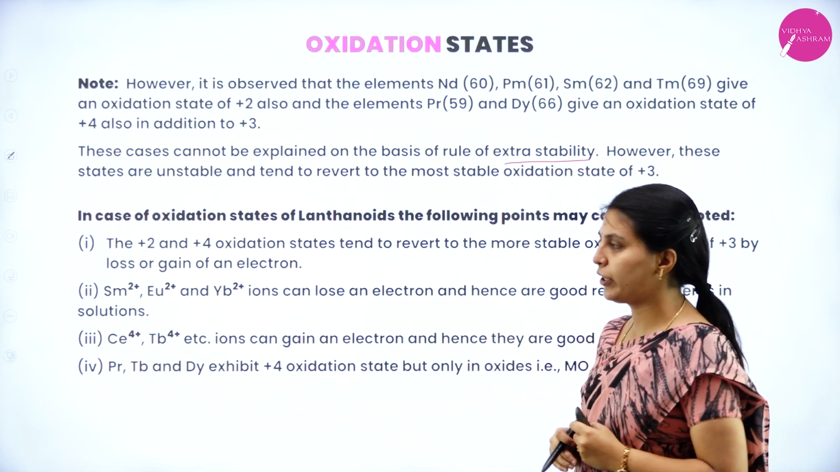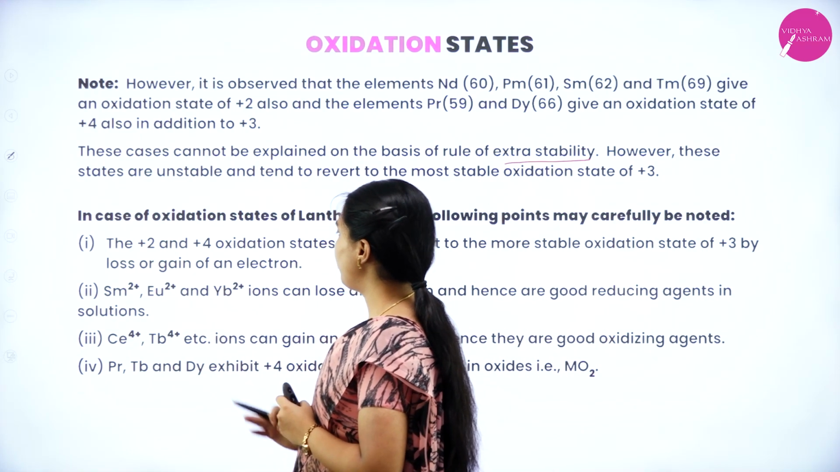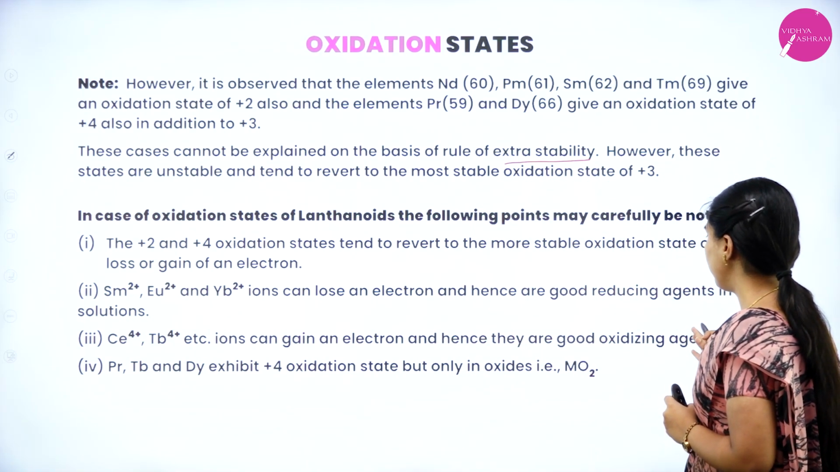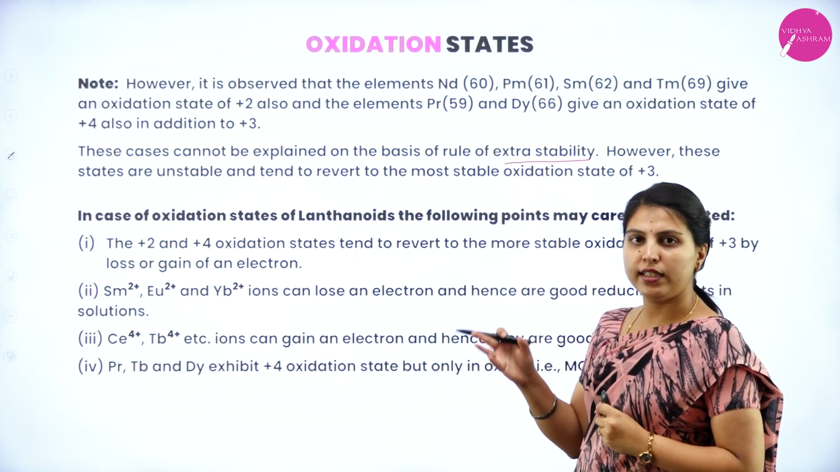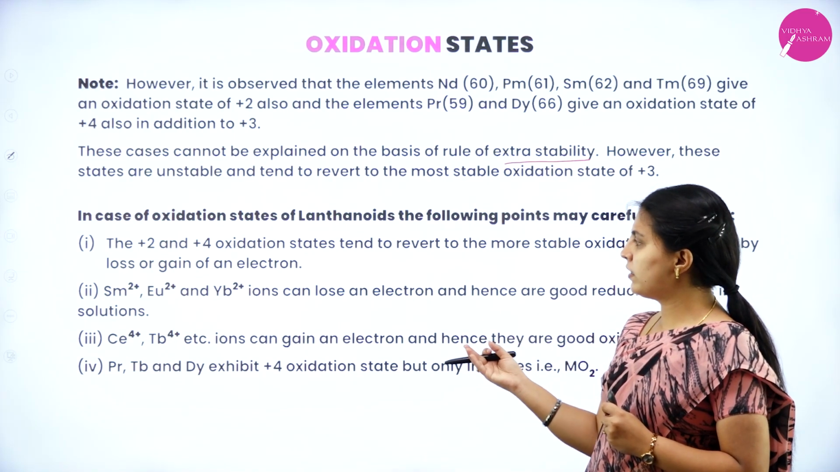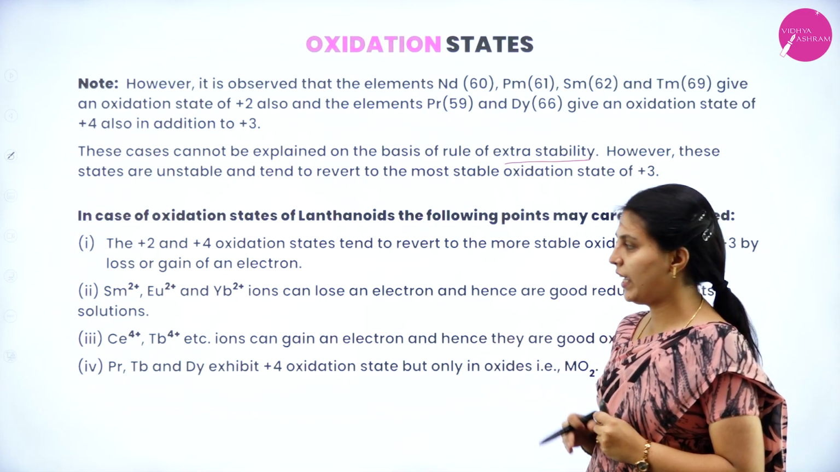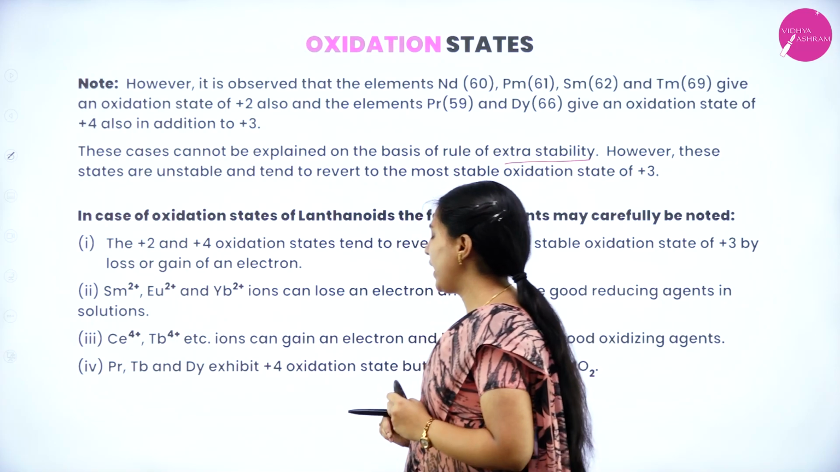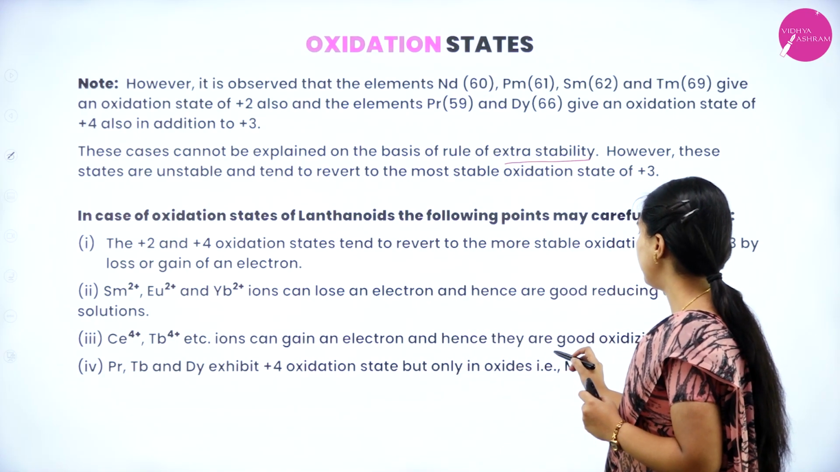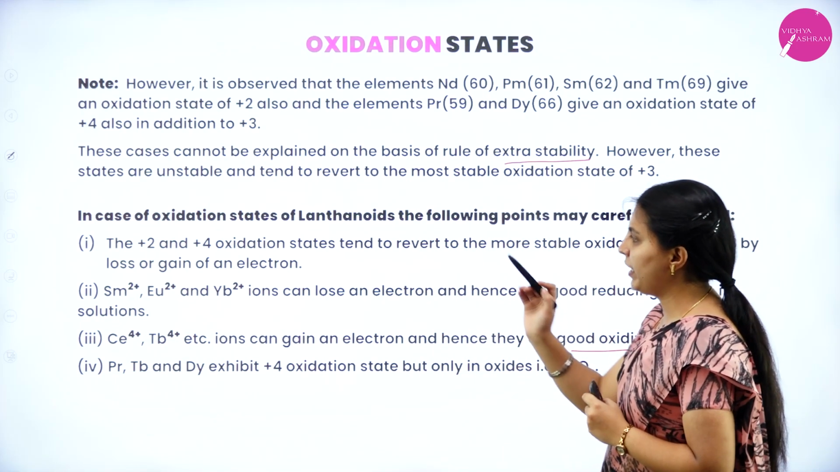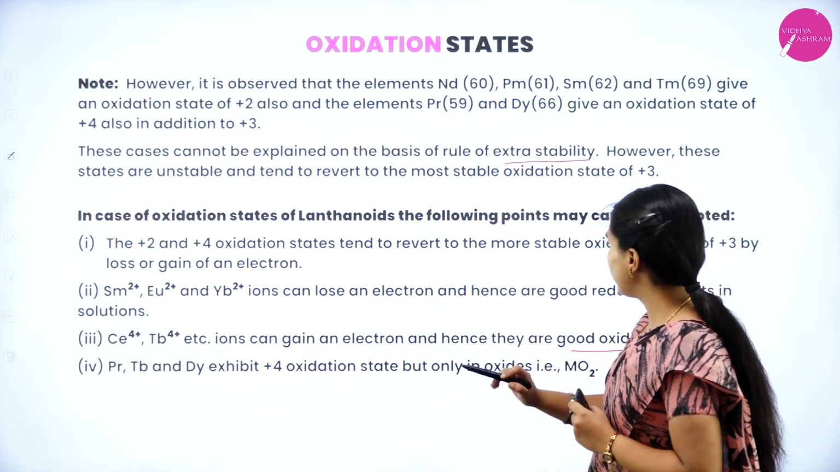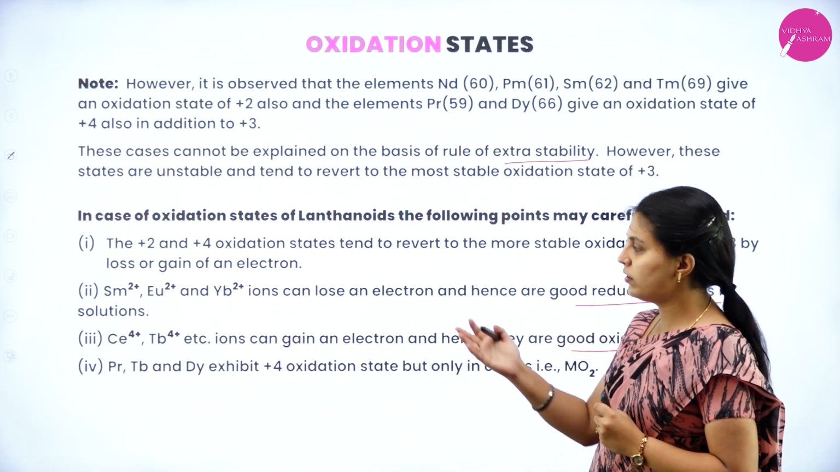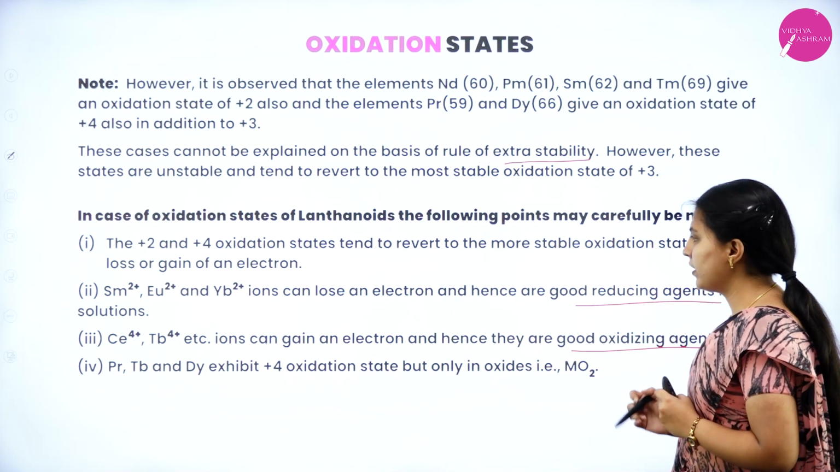Samarium 2+, europium 2+ and ytterbium 2+ ions can lose an electron and hence are good reducing agents in solutions. Cerium +4 and terbium +4 ions can gain an electron and hence are good oxidizing agents. By losing electrons, those three will be good reducing agents; by gaining electrons, these two will be good oxidizing agents.